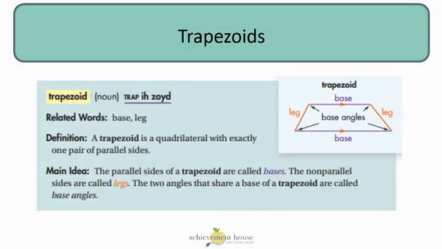Another vocabulary word, trapezoid. A trapezoid is a quadrilateral with exactly one pair of parallel sides. Parallel sides of a trapezoid are called bases. The non-parallel sides are called legs.